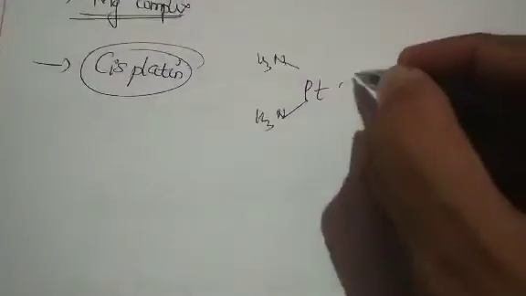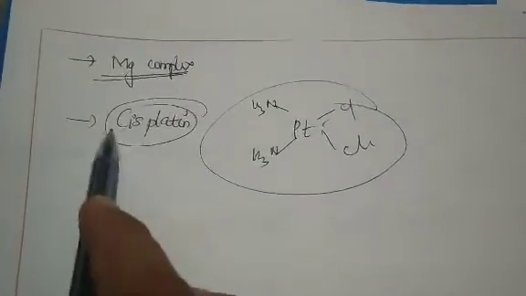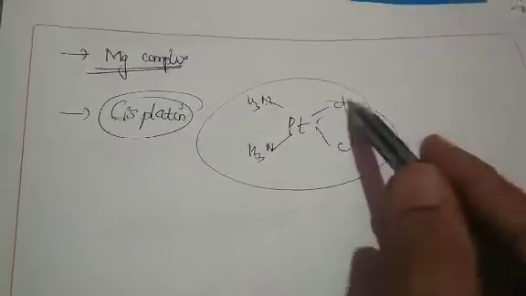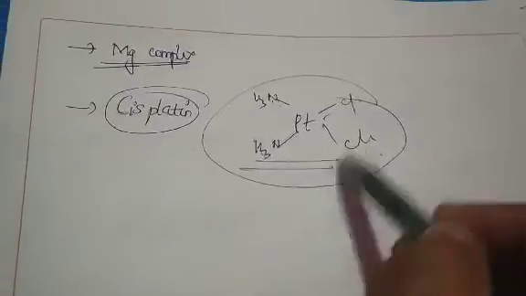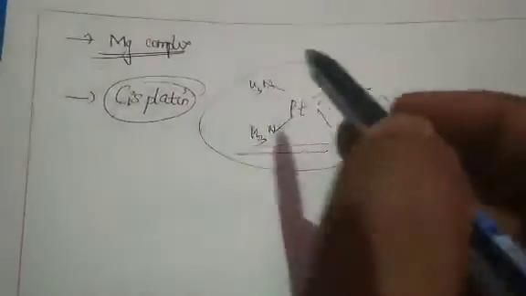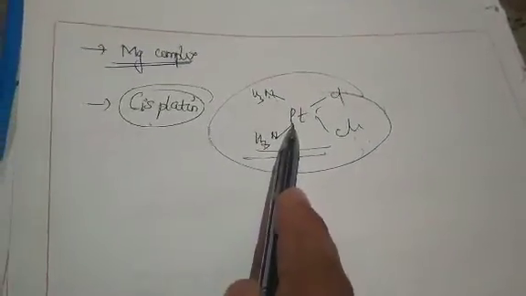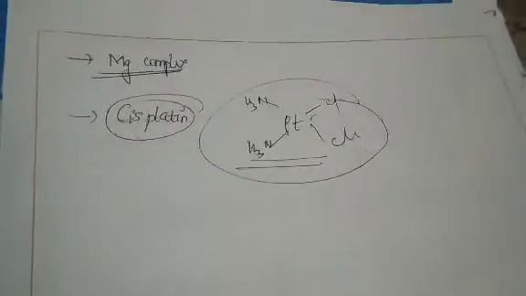cisplatin is one of the most important drugs used for cancer treatment. It's actually a complex of platinum, Pt(NH3)2Cl2, with NH3, NH3, Cl and Cl. Basically, this is called cisplatin. Why cis? You can just see that the similar groups are present on adjacent sites. That is the reason this is called cisplatin. Remember, transplatin does not have that effect of treating cancer, but this cisplatin, which is a complex of platinum, is one of the effective drugs for the treatment of cancer.